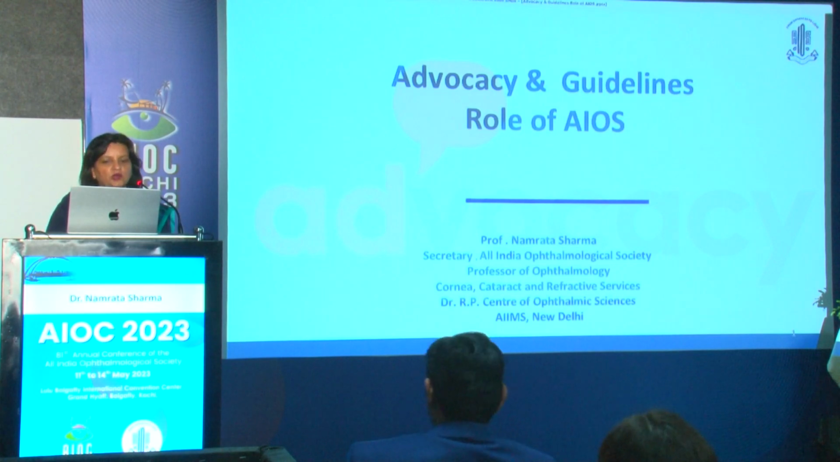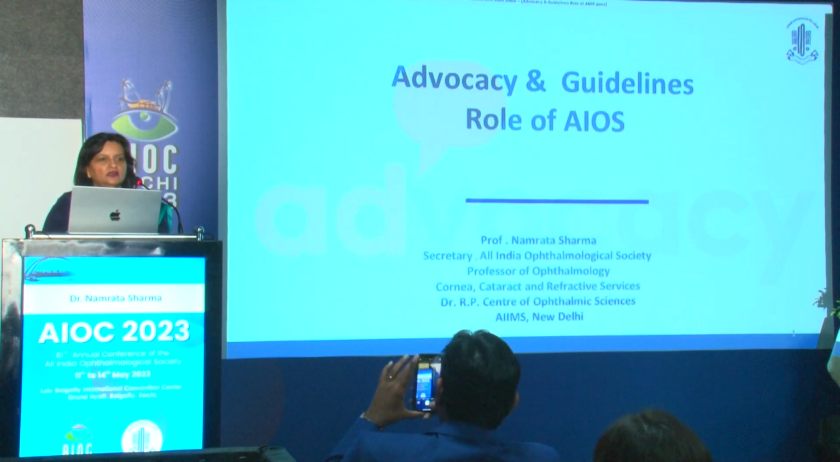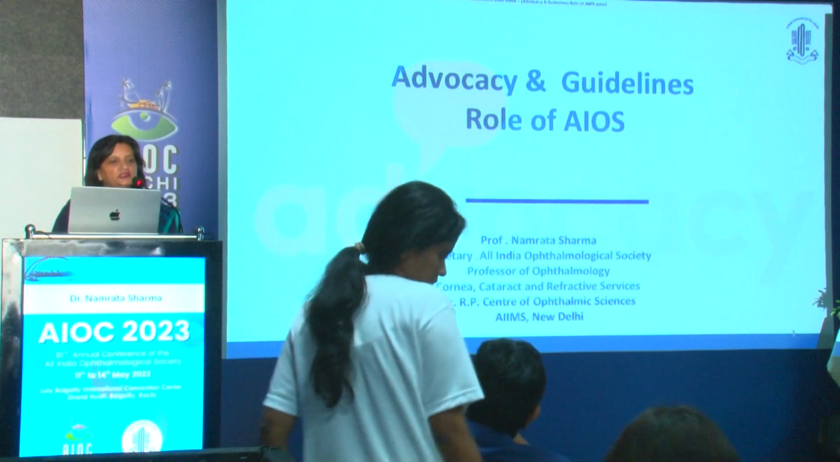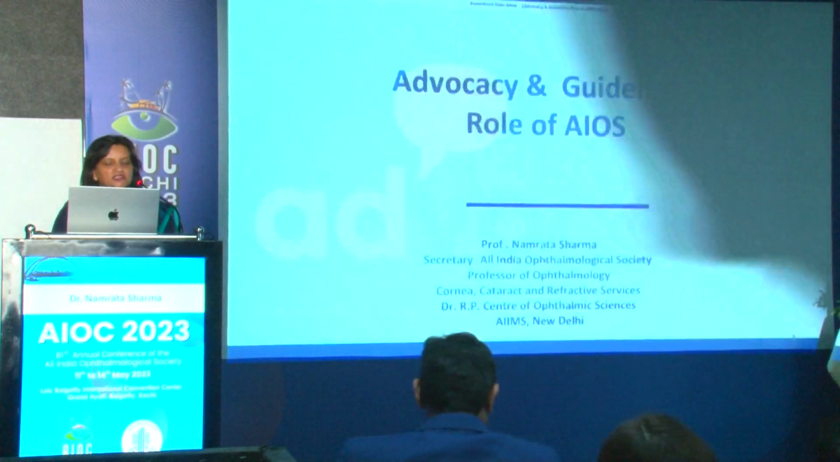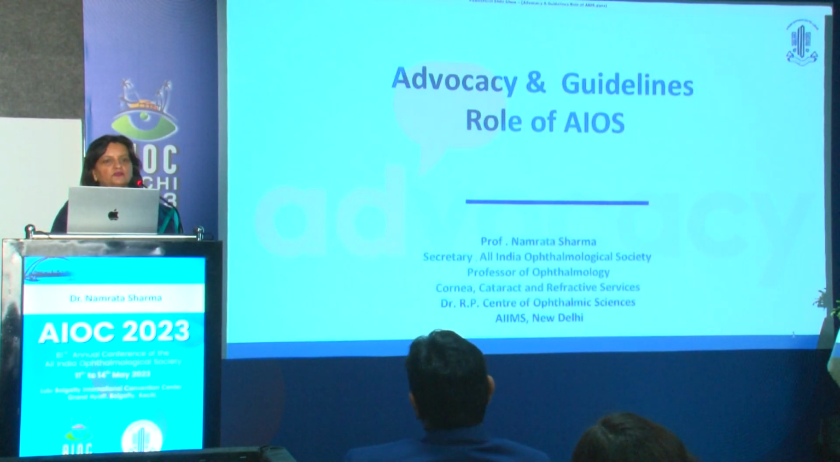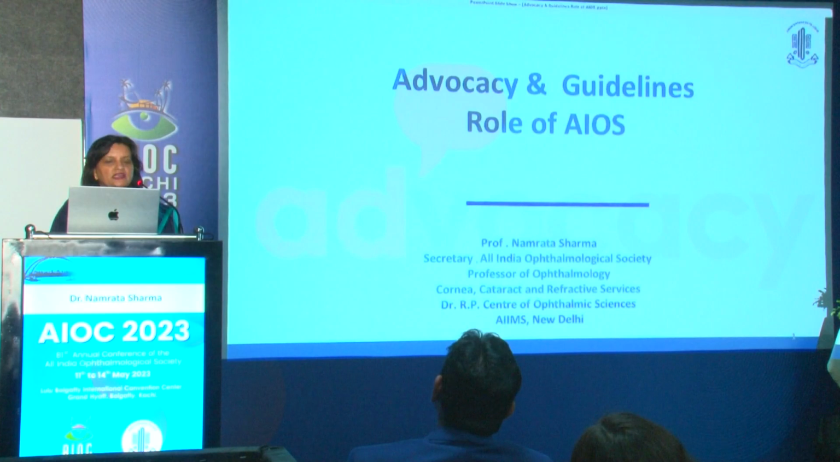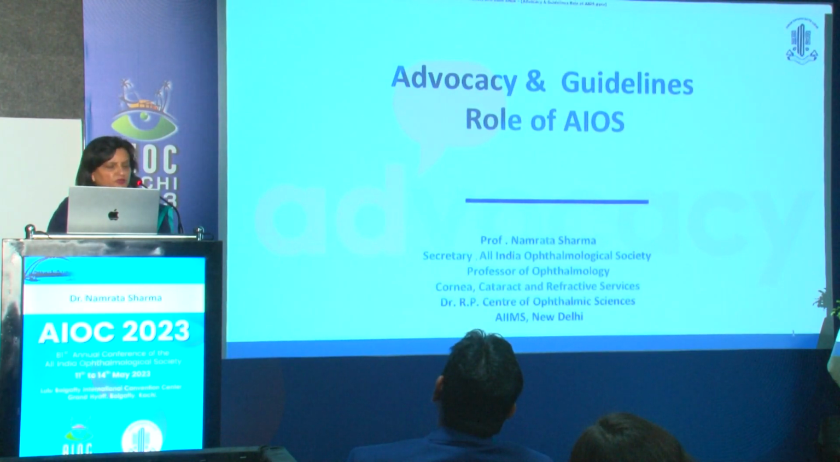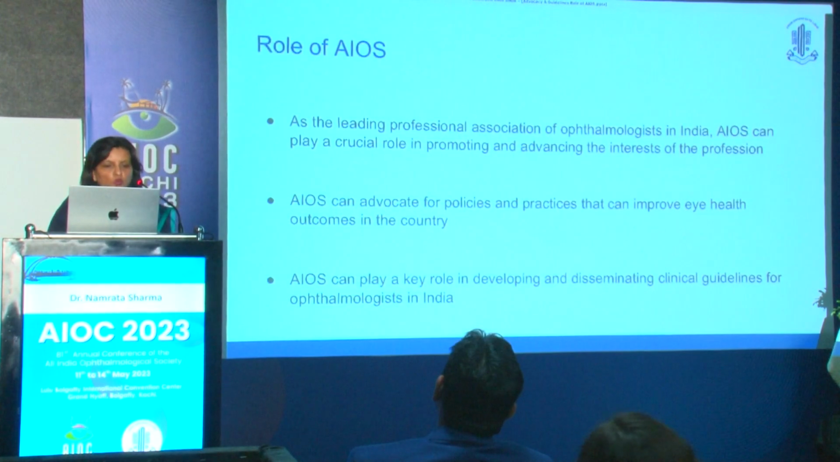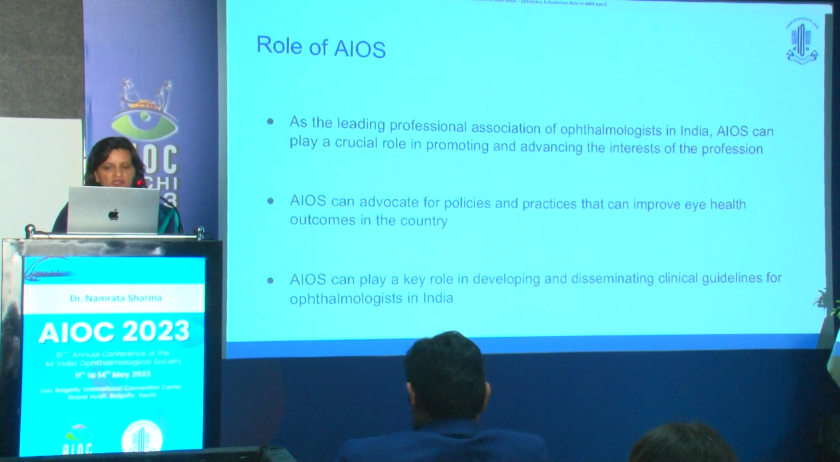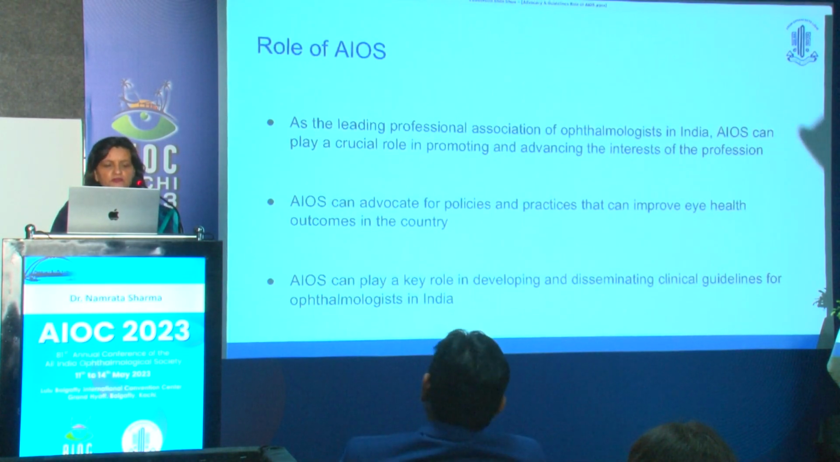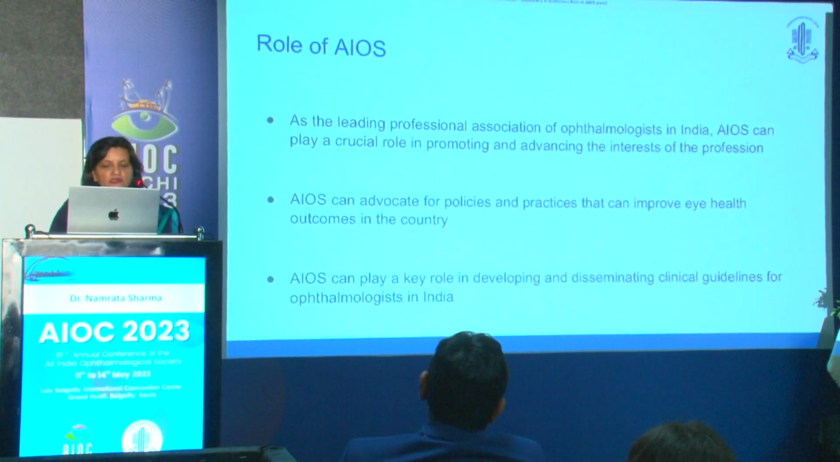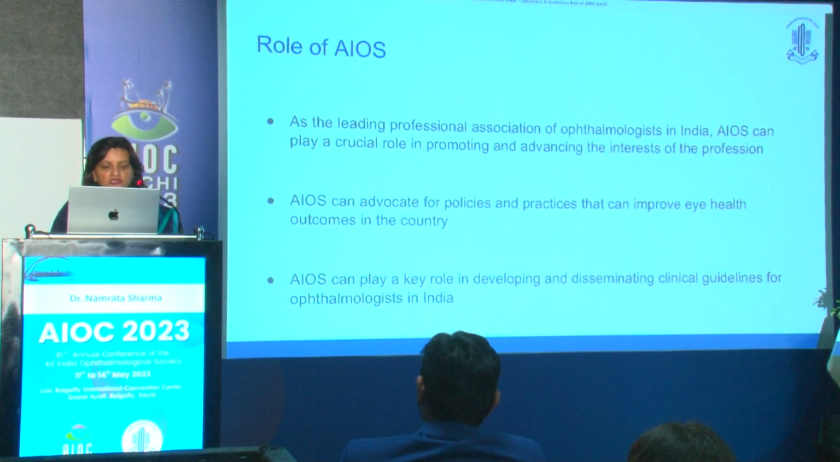Whatever guidelines they come out with through the All India Ophthalmological Society, maybe they don't have any regulatory role, but they do have an advisory role, and various other organizations do refer to these guidelines in case there is any controversy or any legislation, etc. And they do help our members also in that way. So, as the leading professional association, it plays an important role in promoting and advancing the interests of the profession, and it can advocate for policies and practices that can improve eye health outcomes in the country.